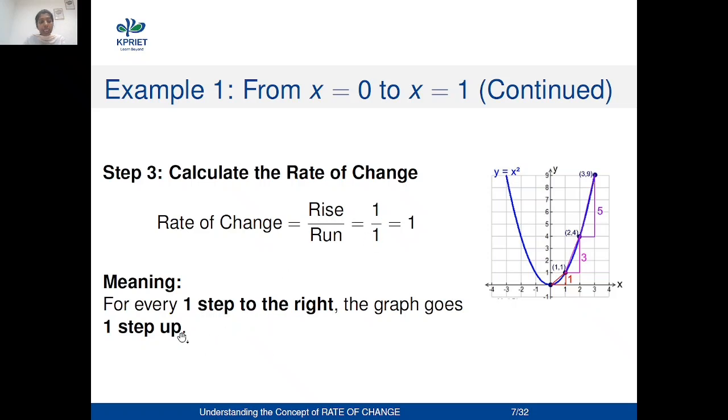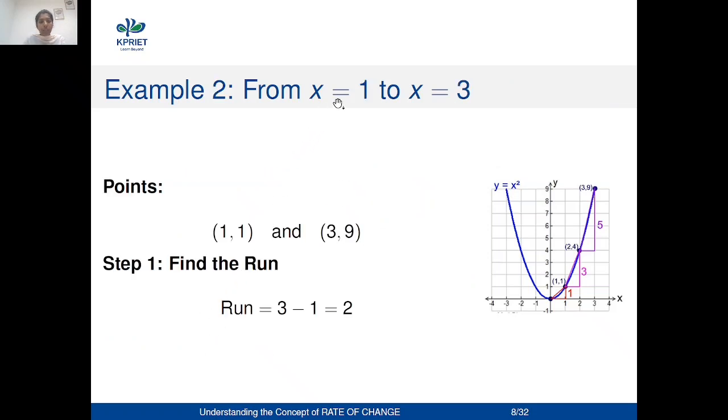Now let us understand this exact meaning with the help of another distinct point. Let us take x is equal to 1 to x is equal to 3. According to this function, if I take x is equal to 1, it gives the answer 1 for y. And for x is equal to 3, it gives 3 squared, that is 9. From the point 1 to 3, the distance of my run is 3 minus 1, which is 2.